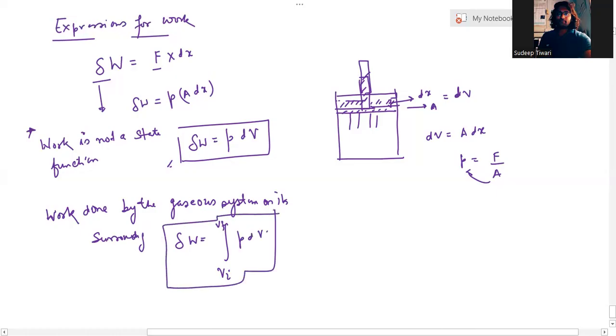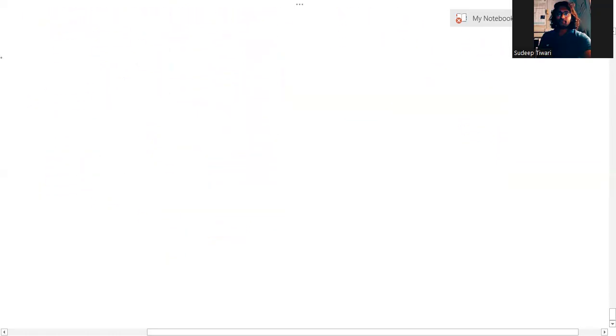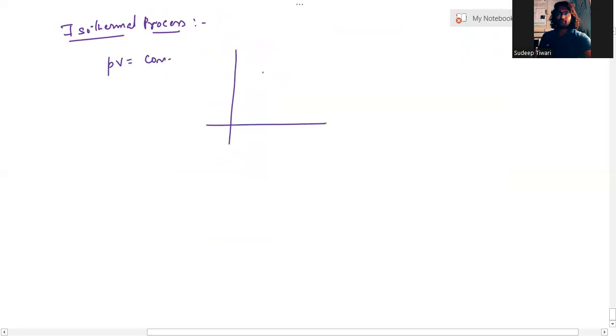Now there can be different cases for which we can find different expressions of work. So let us find the expression for work for an isothermal process. If I'm talking of an isothermal process, the gas would expand or contract at a constant temperature. So P into V becomes constant, and this is how my indicator diagram would look. Let's say this is my initial position, and I get to this position. Then what will be the work done? Work done will be given by the area under this curve, so from VI to VF.